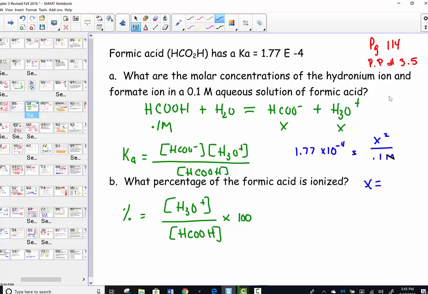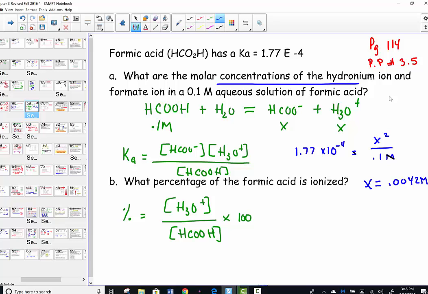On my calculator, I'll hit 1.77 times 10 to the -4, so E -4, times 0.1. And now, of course, you see 1.77 times 10 to the -5th, and I need to square root that to isolate the X. Square root that answer, and you find 0.0042 molar units. Cross multiply, square root, and you find X. X represents the molar concentrations of each of the ions.